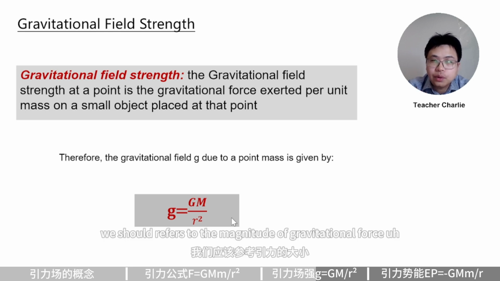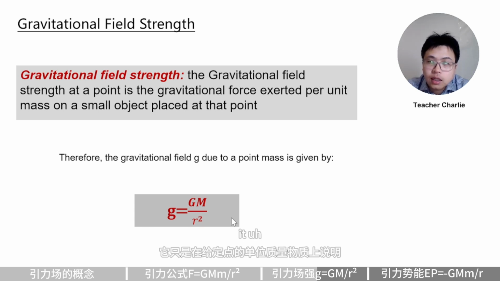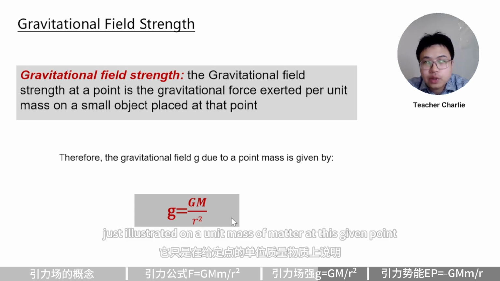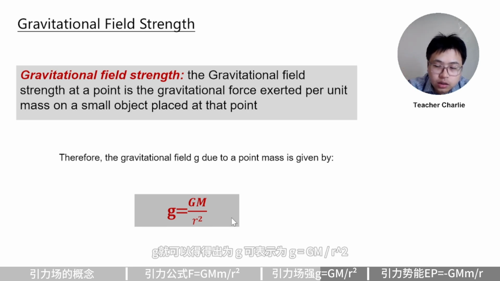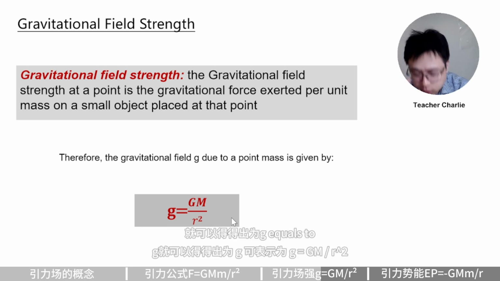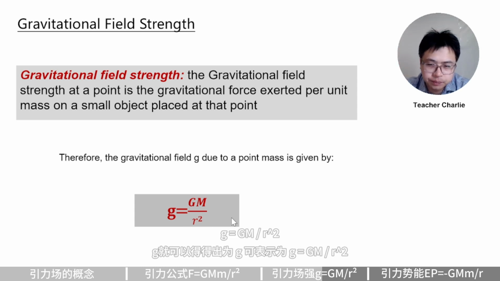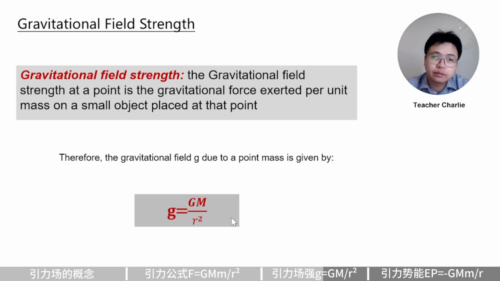This leads to the concept of gravitational field strength, which refers to the magnitude of gravitational force illustrated on a unit mass of matter at a given point. Therefore, the gravitational field strength produced by a point mass can be given as g equals G M divided by r squared.